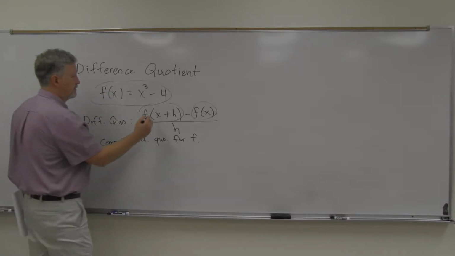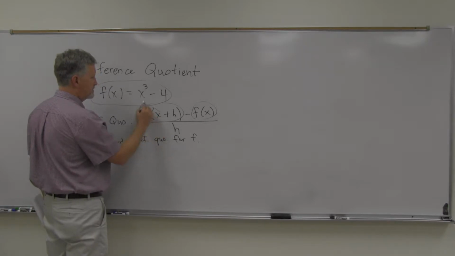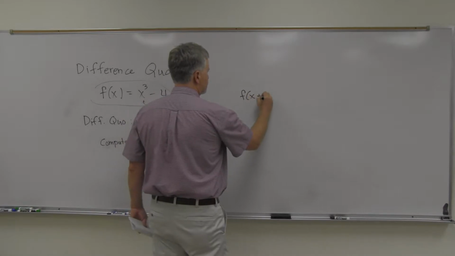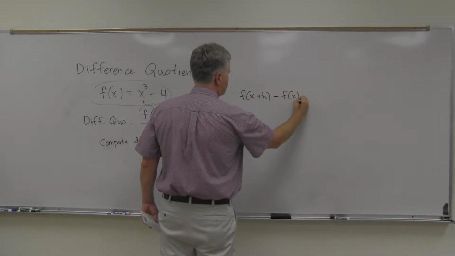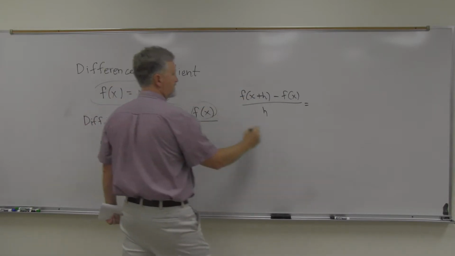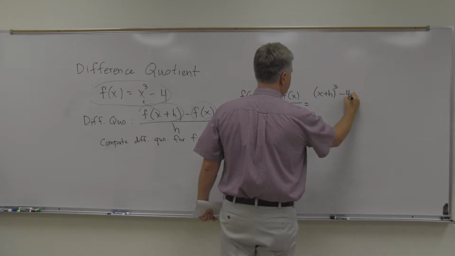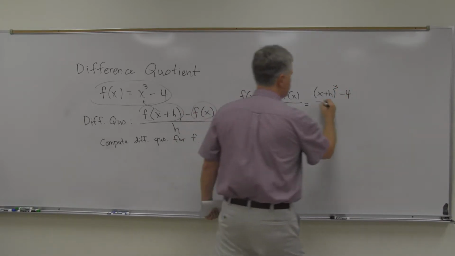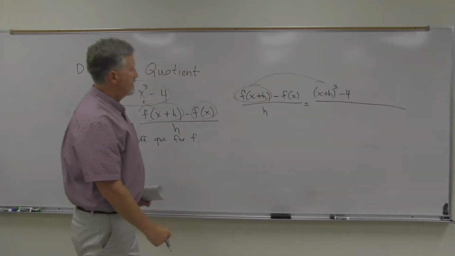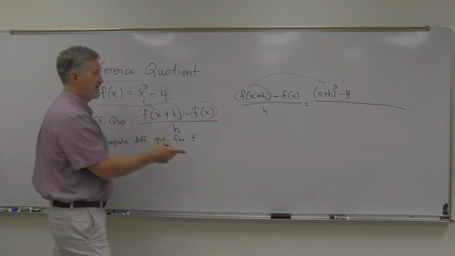Just like we were saying before, this just means input x plus h for the x. So if I input that, it just means x plus h cubed minus 4. That's my f of x plus h. The second one's a whole lot easier because it's just minus f of x.